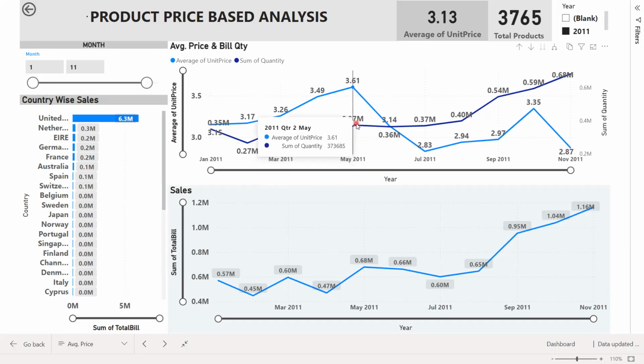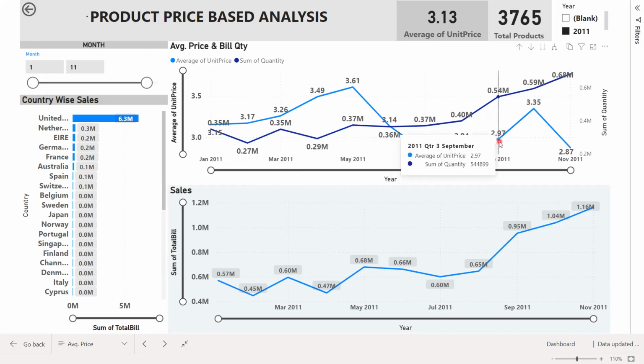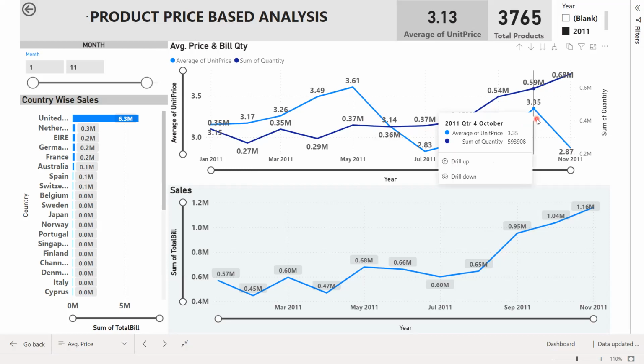So this average price of the bill went down from May to September, and further it started increasing in the months of October and November.